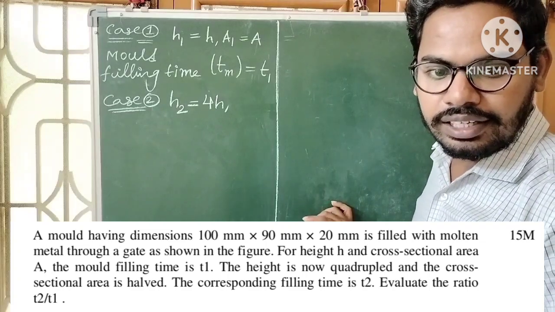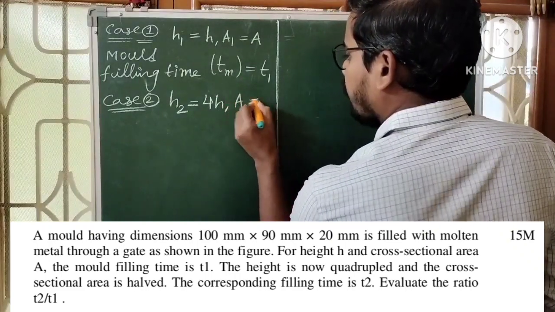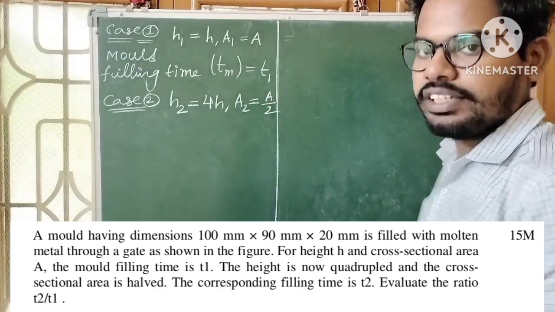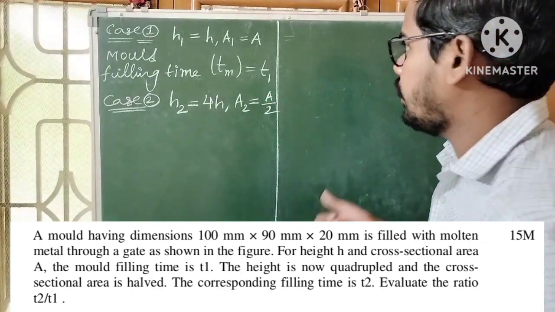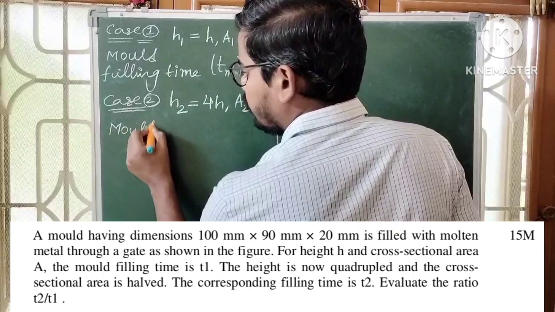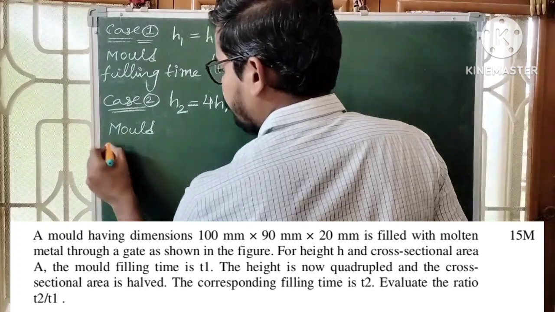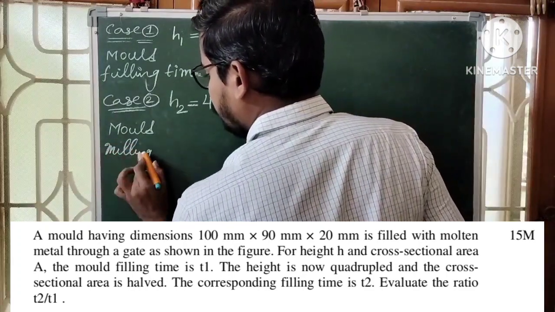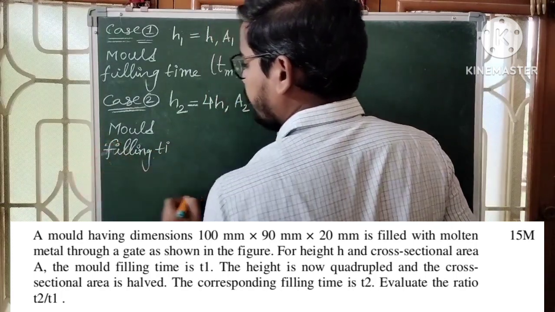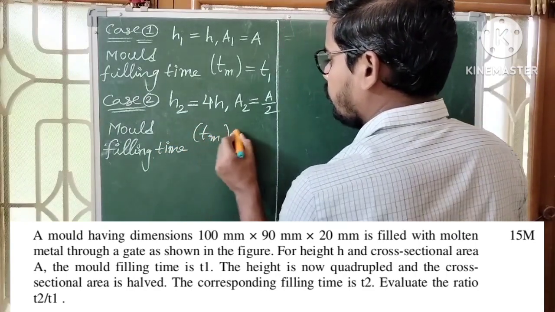Next, the cross sectional area is halved. Halved means half, so initial area by 2, a by 2. Now what is the mould filling time? The corresponding filling time is T2. Mould filling time Tm is now T2.